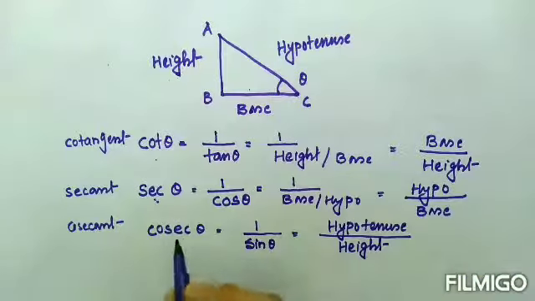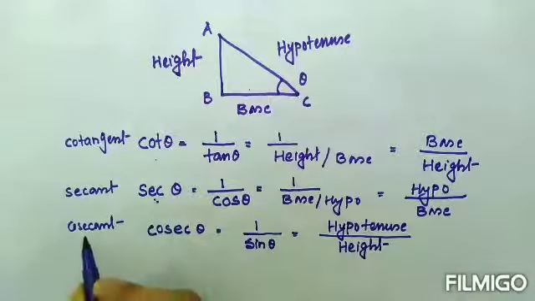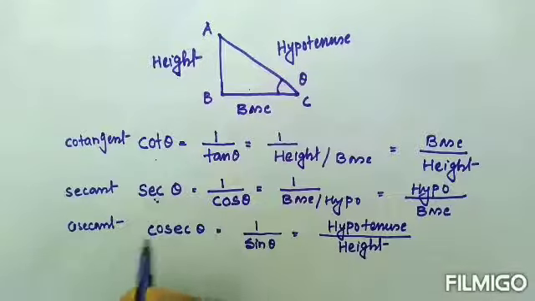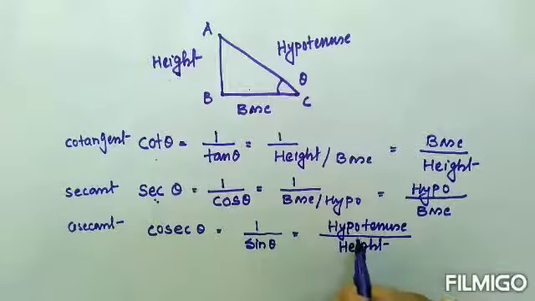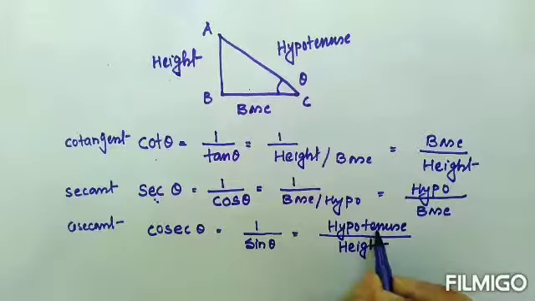And the last one, that is cosec theta, we have already written here cosecant. Cosec, the full form is cosecant, it is the reciprocal of sin theta, that means 1 by sine theta. So I am directly writing here that cosec theta will be equal to hypotenuse by height, as sine theta was equal to height by hypotenuse.